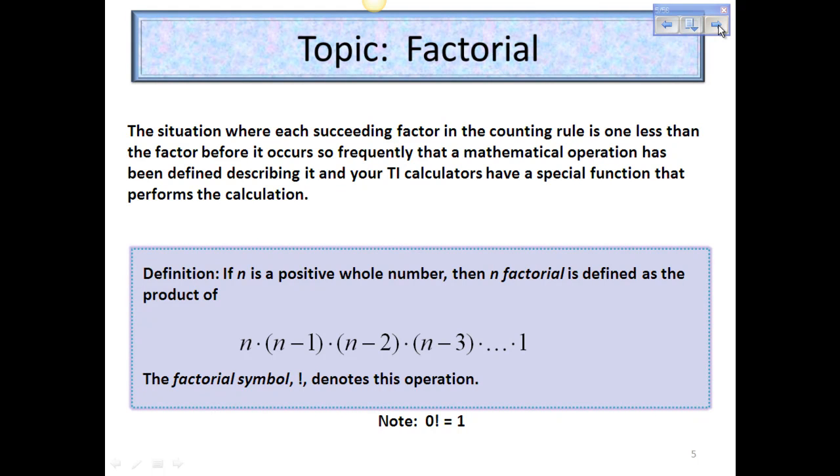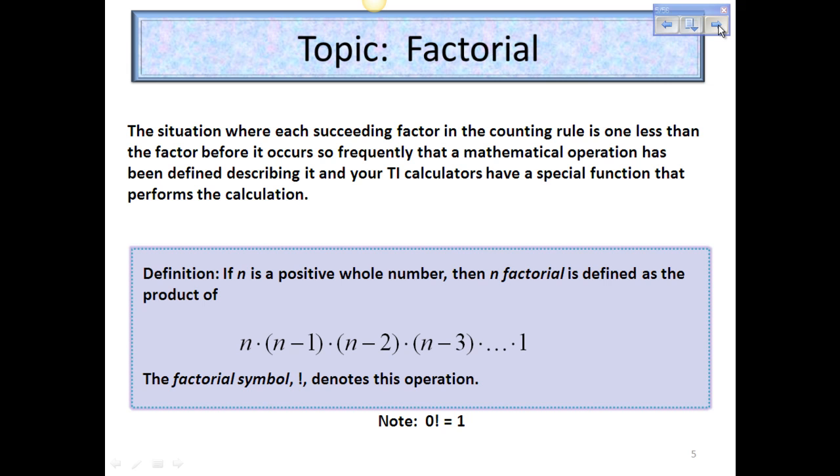The situation where each succeeding factor in the counting rule is one less than the factor before it occurs so frequently that a mathematical operation has been defined describing it, and your TI calculators have a special function that performs the calculation. So we have a definition.